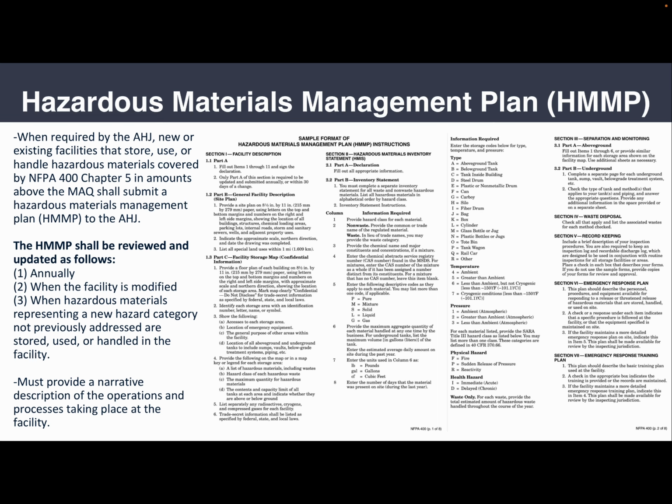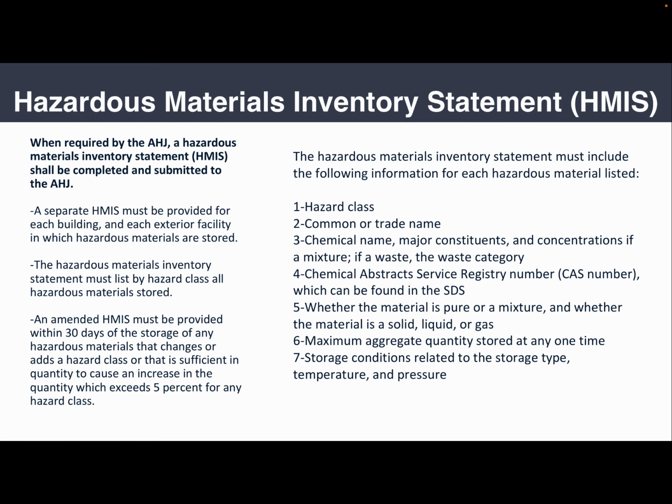We have the general facility description, such as the site plan and the storage map, and in section 2 we have the hazardous materials inventory statement. It's actually the second key document in the code. This is essential, as a detailed list of every hazardous material on site, including the name, chemical composition, hazard class, CAS number, quantity, and storage conditions. For example, if a chemical laboratory stores 800 liters of nitric acid, it must list it as corrosive and oxidizer.